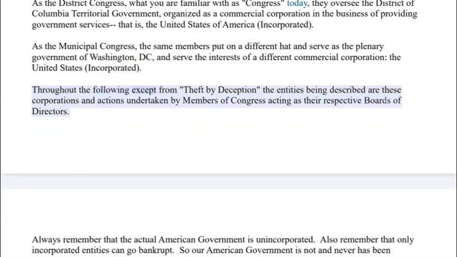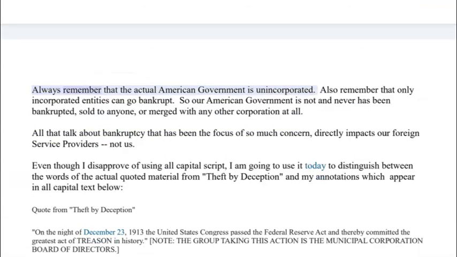Throughout the following excerpt from Theft by Deception, the entities being described are these corporations and actions undertaken by members of Congress acting as their respective boards of directors. Always remember that the actual American government is unincorporated. Also remember that only incorporated entities can go bankrupt.